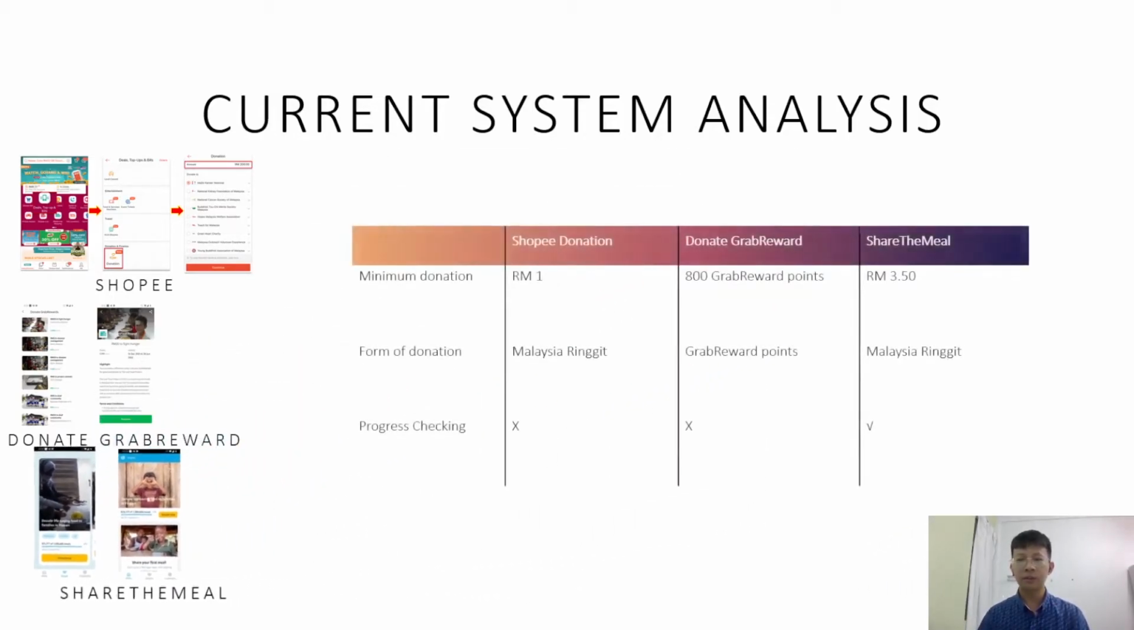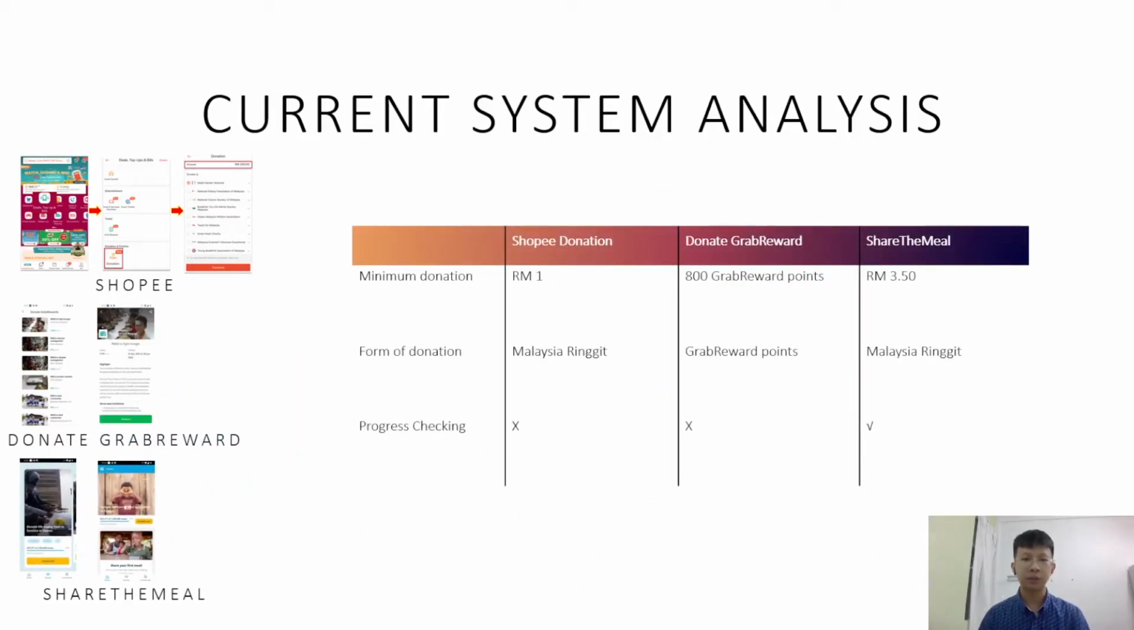In comparison of these three systems, the Shopee donation minimum is 1 ringgit, Grab Rewards is 800 reward points, and Share the Meal is 3.50 ringgit minimum.